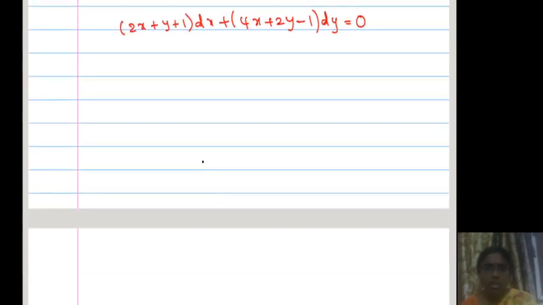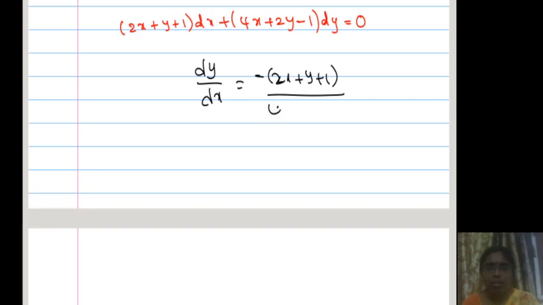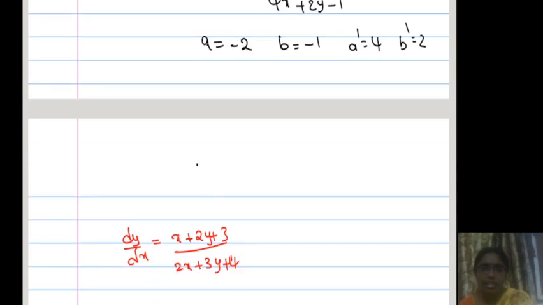Next, how to do this problem? First, what I told you, you have to write it in the dy by dx form. Whenever you write this, you will get dy by dx: first of all, take the right side, minus (2x plus y plus 1) by (4x plus 2y minus 1). Okay, you have to think about a equal to minus 2, b equal to minus 1, and a dash equal to 4, b dash equal to 2. See here, b equal to minus a dash, is it possible? No, b is not equal to minus a dash.